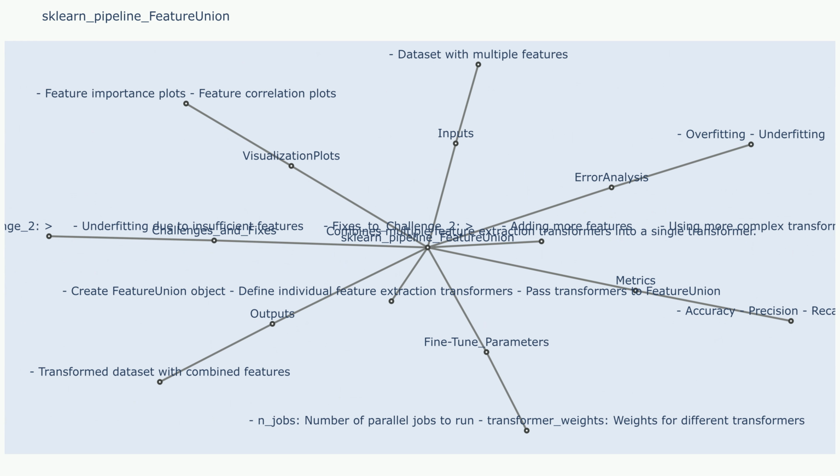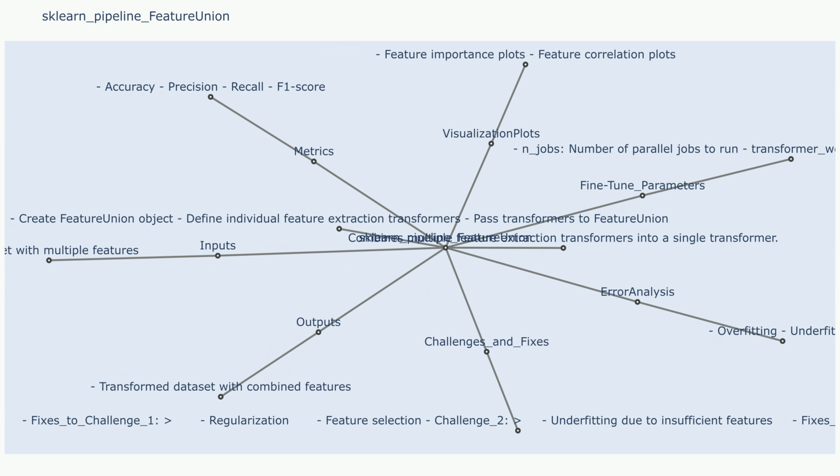Uncertainty methods. Uncertainty method 1. Uncertainty methods, like confidence intervals or Bayesian methods, are often applied after a model is trained. While feature union is a pre-processing step, it can impact the uncertainty of the model's predictions by providing a richer feature space. Challenges and fixes.